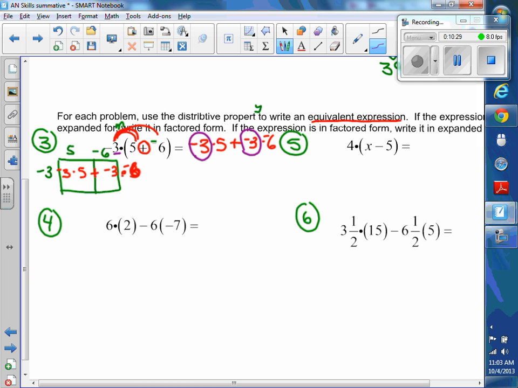So what's common to both in number 4? 6. So 6 is common to both. I like to circle it. It helps me focus. So I put the 6 here. And then Emily, I'll be right with you. What's left inside? 2 minus 6. No, because we factored the 6 out. Oh, 2 minus -7. Exactly. Emily? Never mind. So that's the whole answer, because all I'm asking you to do is use the distributive property to write an equivalent expression.